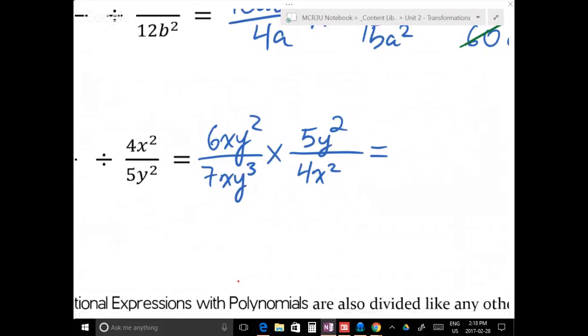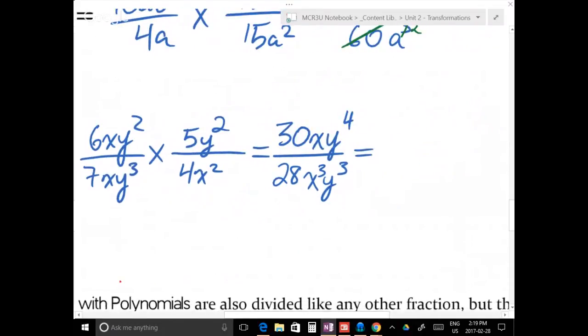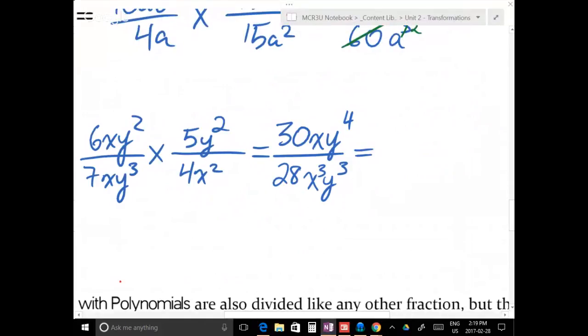30 x y to the fourth power over 8 y cubed. Perfect. Okay, now let's get to it. Is there anything we can do with 30 and 28? What are they both divisible by? 2. What's that leave us with on the top? And on the bottom?